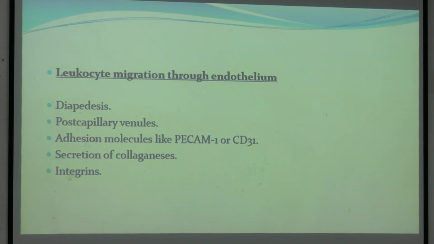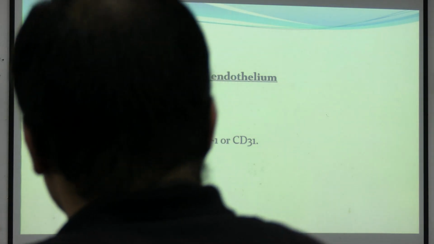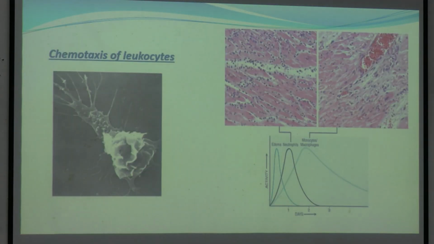Who will pierce the basement membrane? Matrix metalloproteinases, meaning various enzymes. One of them is collagenases. So these collagenases pierce the basement membrane and the leukocytes come out from the circulation. Okay? So now the leukocytes have left the blood vessels.